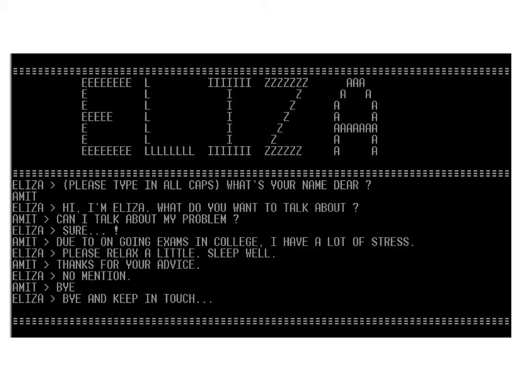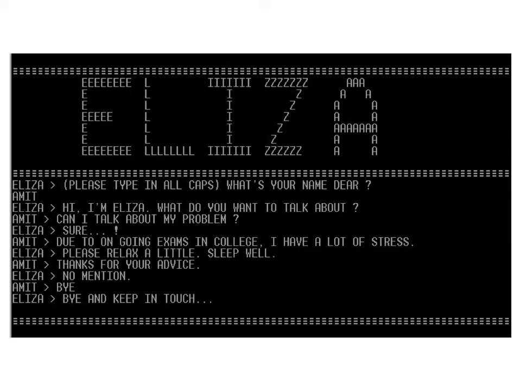In this case, exams in college is probably not it, because that's all kind of extraneous. The real key of the sentence, the thing that was admitted by Amit, was, "I have a lot of stress." Stress is the thing that Eliza is responding to here. And you notice that Eliza didn't mention exams. Eliza didn't say, "Oh, don't worry about it, you'll probably do well," right? That's not what Eliza is made to do.